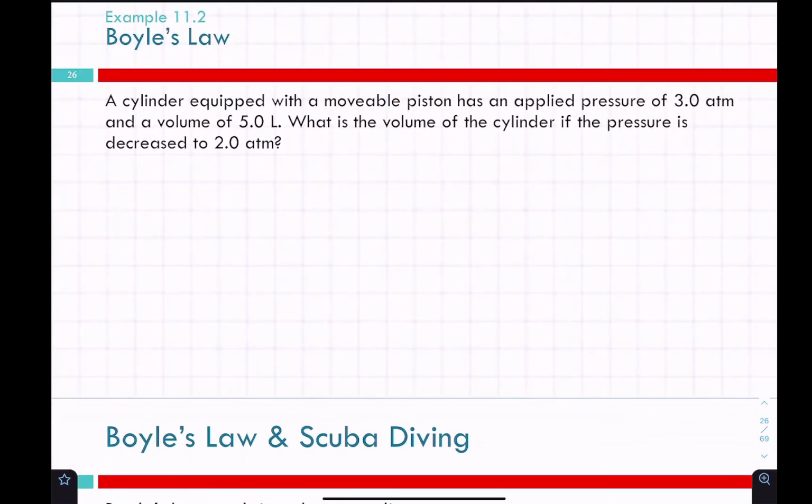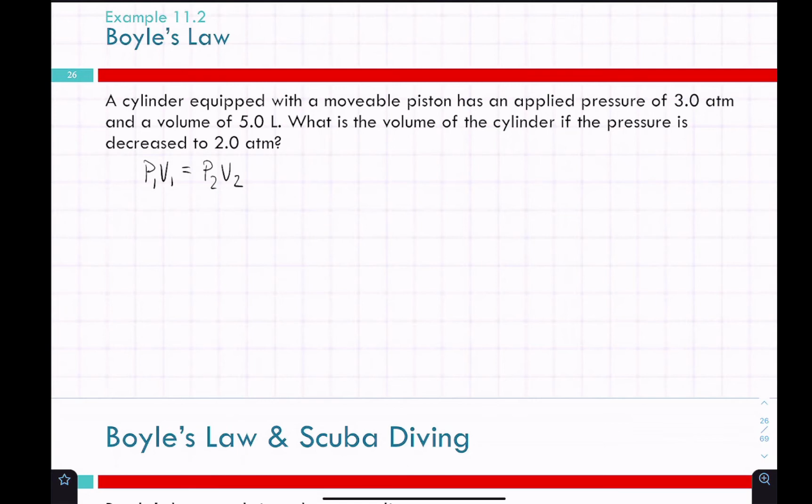All right, so putting this into practice, our Boyle's law, P1 V1 equals P2 V2. So a cylinder equipped with a movable piston has an applied pressure of 3 atmospheres and a volume of 5 liters. What is the volume of the cylinder if the pressure is increased to 2 atmospheres? We've kind of gotten away from writing down givens and what we're trying to find, but in these gas law problems, it helps a lot.